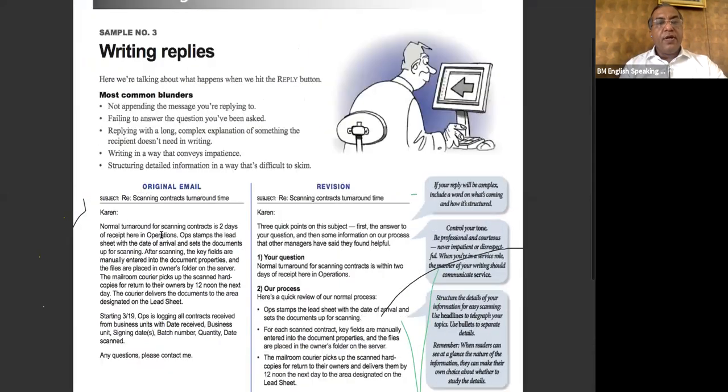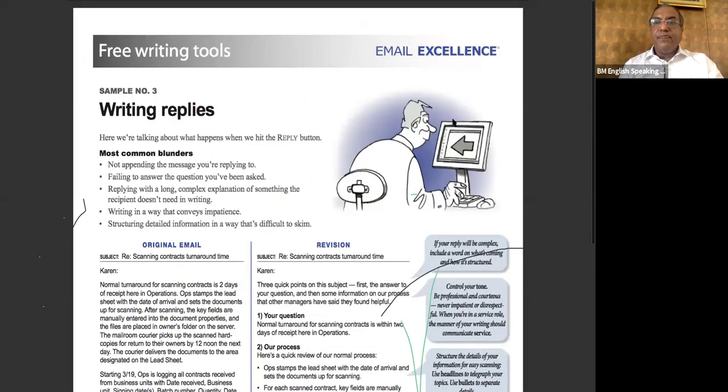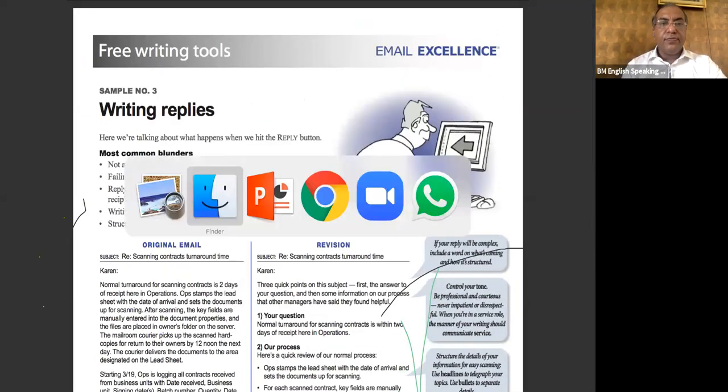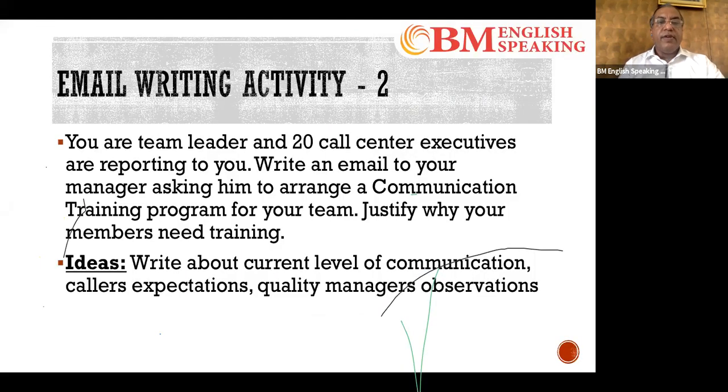Now let's go to the PowerPoint once again. Here we go. We are going to do another email drafting activity, an email writing activity. You are a team leader and 20 call center executives are reporting to you. Write an email to your manager asking them to arrange a communication training program for your team. Justify why your members need training. And the ideas are: write about the current level of communication, callers' expectations, and quality managers' observations.